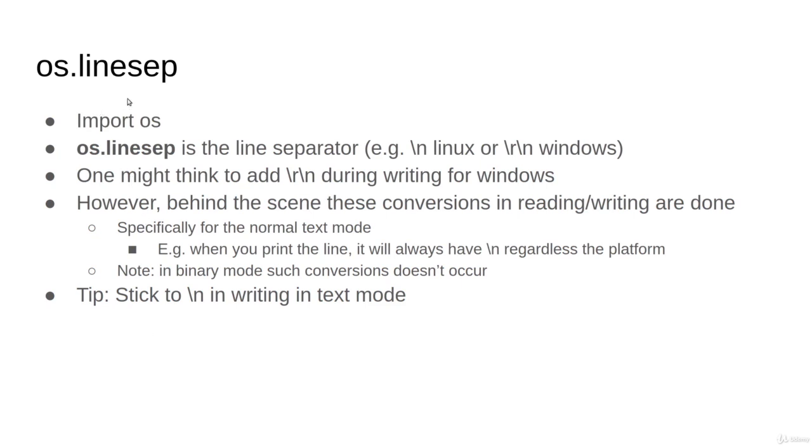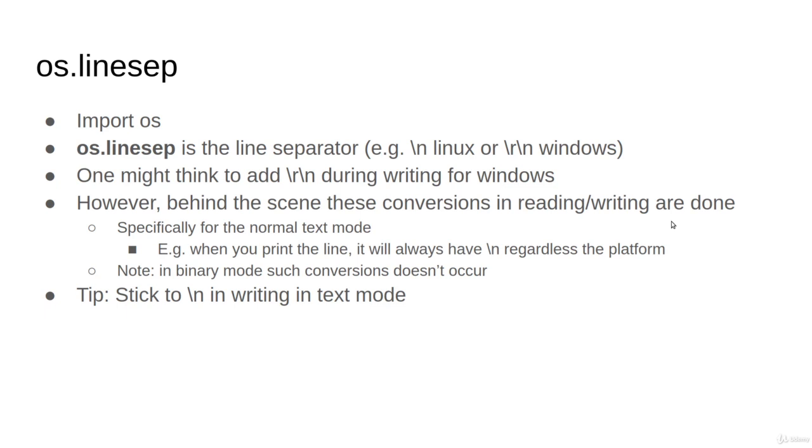One more thing here that I would like to say, I referred to it in the earlier slides, os.linesep. Linesep is for line separator. If you try to import os and print os.linesep, it will be \n for Linux, \r\n for Windows. So one might think, if I'm a Windows coder, I should use os.linesep and add it to my writings, or add \r\n. However, you shouldn't do that. Behind the scenes, the conversion during reading and writing is handled for you, the \r\n things.